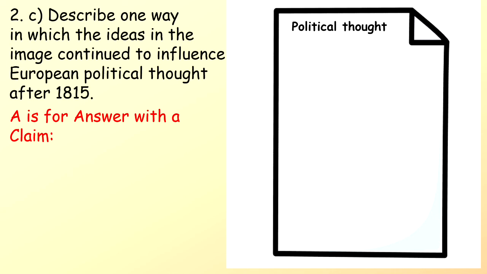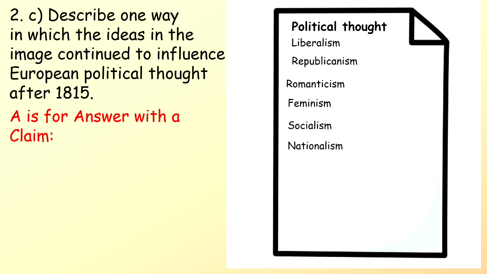Let's look at the third one. Describe one way in which the ideas in the image continued to influence European political thought after 1815. A, once again, in ACE is for answer with a claim. So let's brainstorm some political thoughts that came around after 1815. You've got liberalism, republicanism, romanticism, feminism, socialism, nationalism, imperialism, conservatism, liberty, equality.